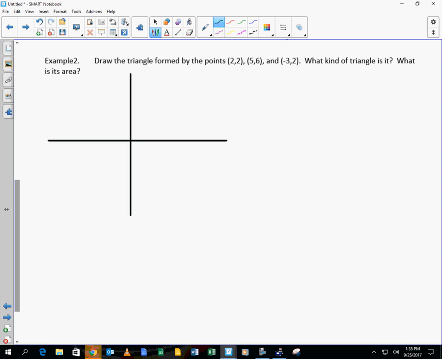So first of all, we're going to classify a shape. What are the different types of triangles that we have? We have right, acute, and obtuse, and we have equiangular. Those all have to do with angles. I'm not talking about angles right now. We're going to be talking about lengths of sides. So if I'm talking about lengths of sides, what kind of triangles do we have?